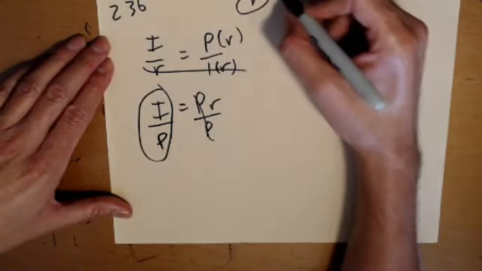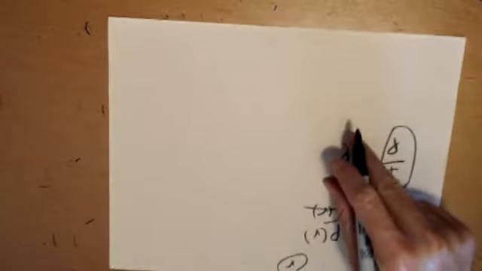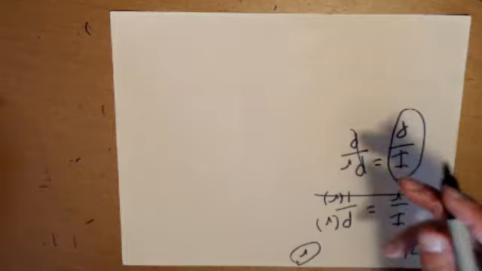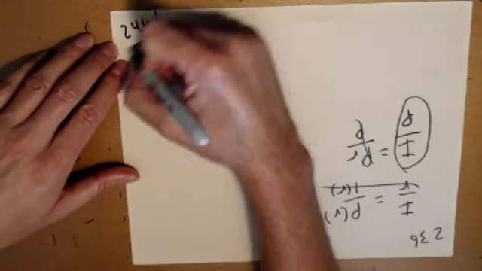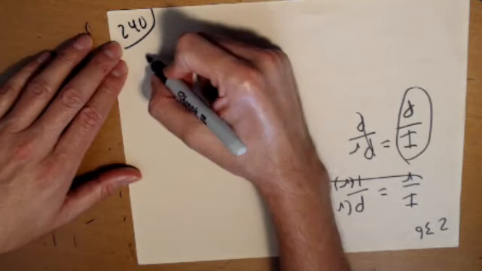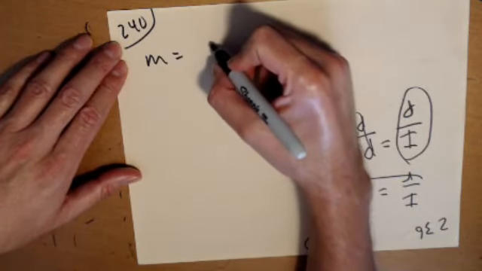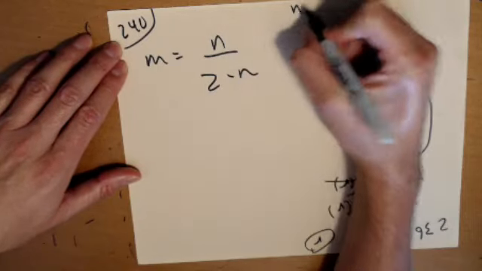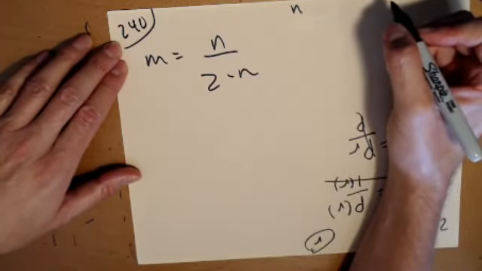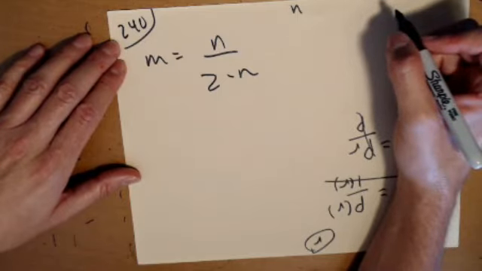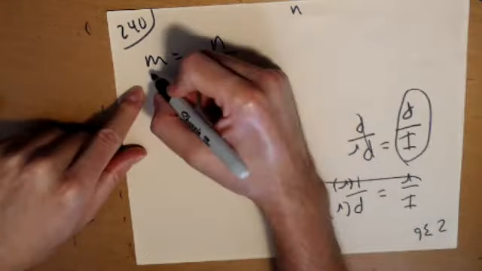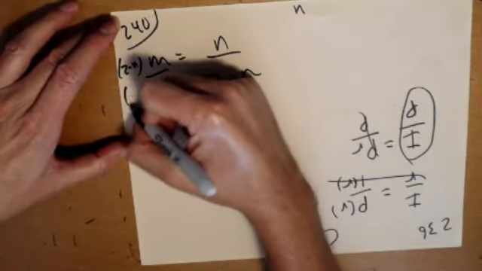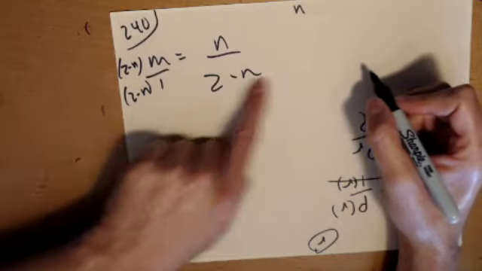240. So we're using the same techniques we were doing before. So the game is the same. Basically, m is equal to n over 2 minus n, and they want us to solve for n. Okay, well, let's get a common denominator, 2 minus n. Let's make this a fraction over 1. So we need a 2 minus n here. Bottom's the same, yeah.